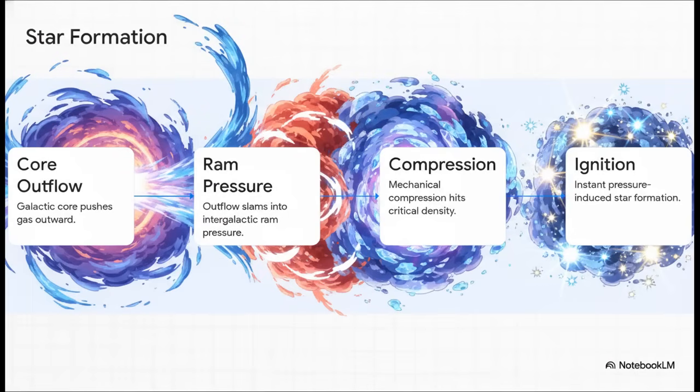So, let's break down how this reaction actually builds. First, the galactic core pushes gas outward. Second, that outflow slams violently into the intergalactic ram pressure. Third, this massive squeeze mechanically compresses the gas way past that Jeans instability threshold we just talked about. And finally, boom, instant pressure-induced star formation right along that leading wall.